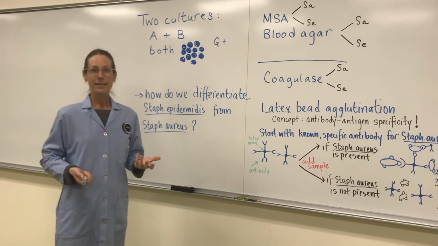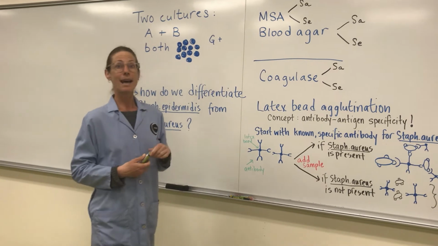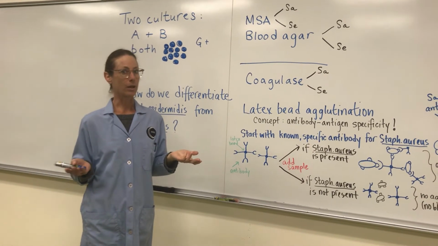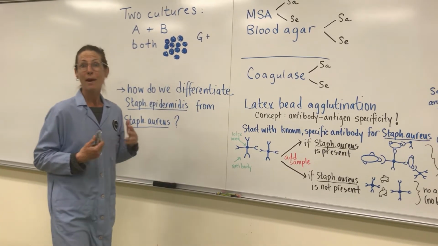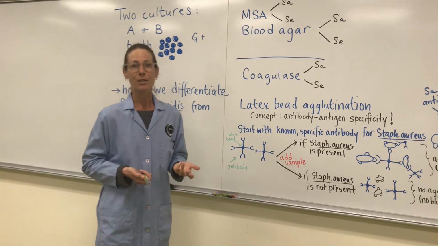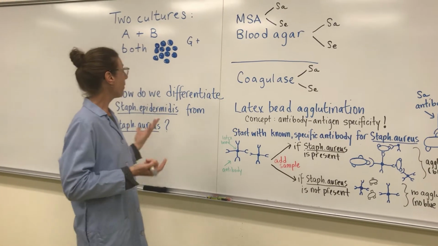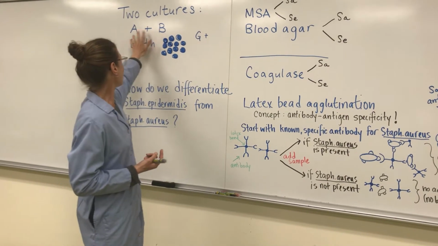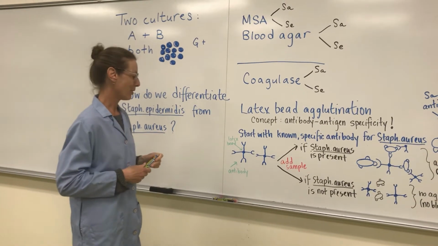And clinically, this is super relevant because we need to be able to differentiate Staph epidermidis, which is normal, non-pathogenic skin flora, from Staphylococcus aureus, which, well, as we know, lots of people are colonized with, can be pathogenic. So how do we figure out which is which? We have these cultures, A and B. One is Staph aureus and one is Staph epidermidis.